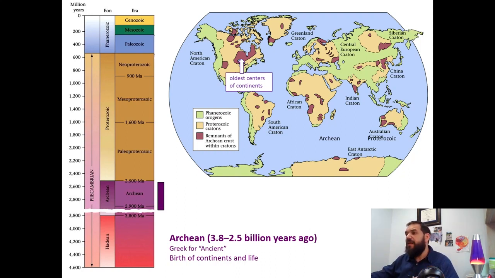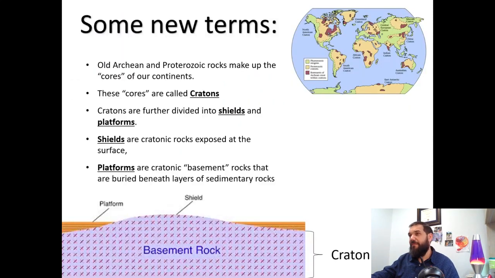All right, so the Archean went from about 4 billion years ago to 2.5 billion years ago. The word Archean comes from the Greek word for ancient, archaic, okay? And it marks the birth of the first continents and of life. So it's really important things that happened in the Archean. When you think of the Archean, what I want you to think about is continents, and some of the first life, okay?